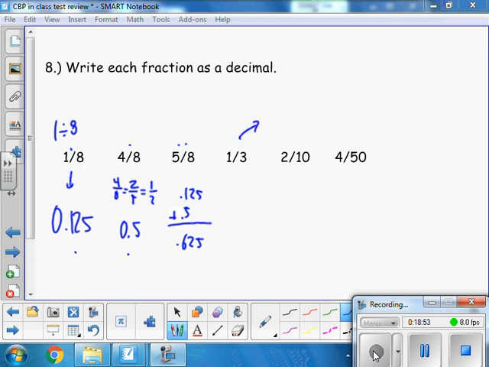1/3 is one of those funky ones. That's the 0.333 repeating. 2/10 is 0.2. That's funny. And 4/50ths, I am going to make out of 100. Times 2, so it's 8. It's 8 hundredths. So tenths, hundredths. Yep, there you go. That's the answer. Number 8. Are we done?